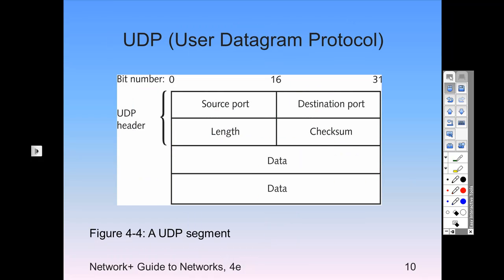UDP, I like this one better. How about you? A little more simplistic. That's why it's less reliable, though, isn't it? Less reliable because it's simpler. We'll use the unreliable term, connectionless protocol. Because what don't you see in here? I don't see any sequence numbers, do you?